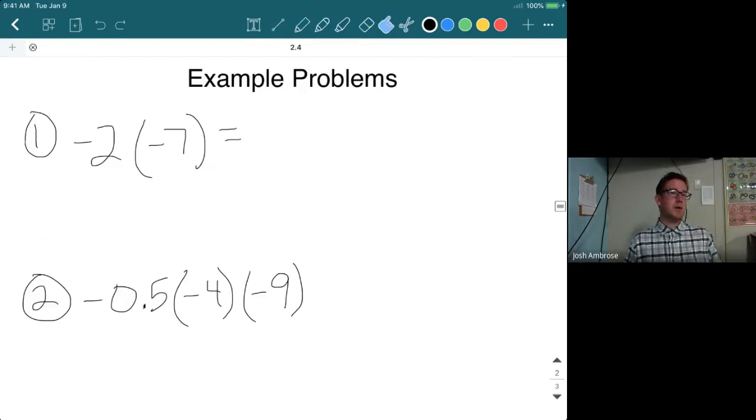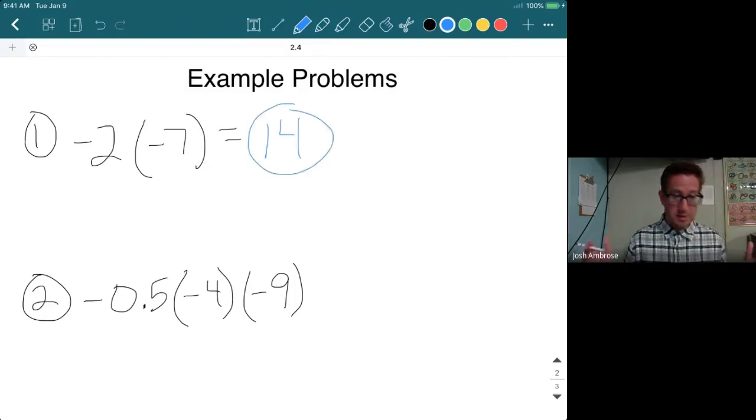So we start with a basic one. There are only 2 numbers here. You have a -2, you have a -7. Remember, the signs are the same. So what is my answer going to be? My answer is going to be a positive number. And what is 2 times 7?